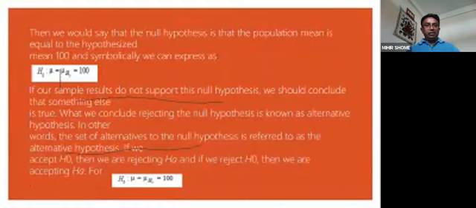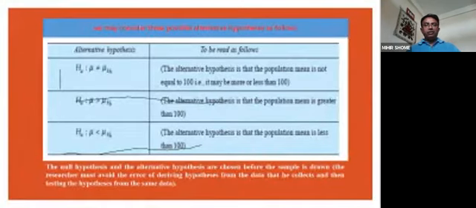In other words, the set of alternatives to the null hypothesis is referred to as the alternative hypothesis. If we accept H0, then we are rejecting HA, and if we reject H0, then we are accepting HA. For H0: mu = mu H0 = 100, we may consider three possible alternative hypotheses as follows.